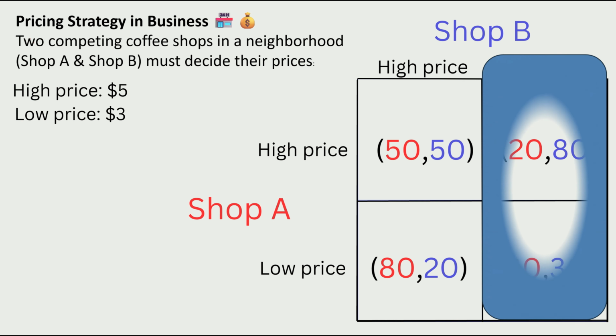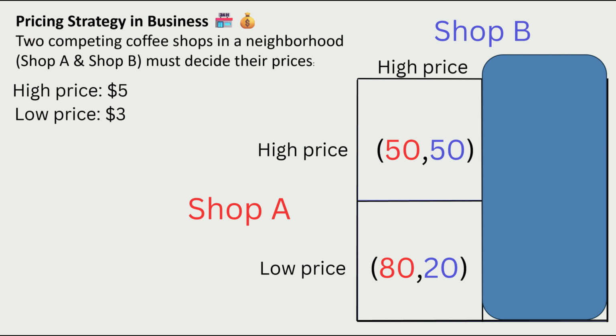Okay. So let's say the owner of shop B charges the high price of $5 to customers. Shop A basically has two options: charge a high price and make $50 in revenue, or charge a low price, get more customers, and earn $80 in revenue. So comparing $50 revenue to $80 revenue, shop A will keep their price low. To summarize, when shop B chooses a high price, shop A will choose a low price.